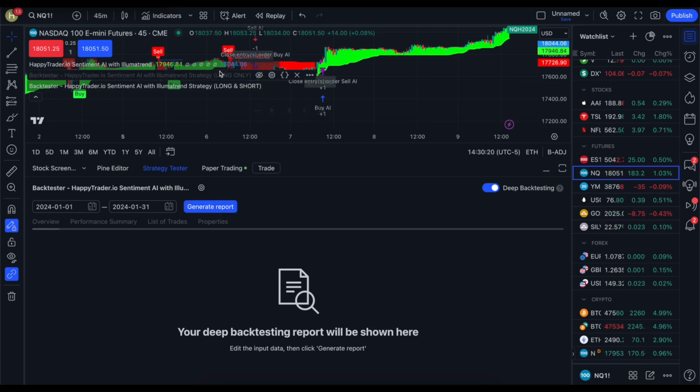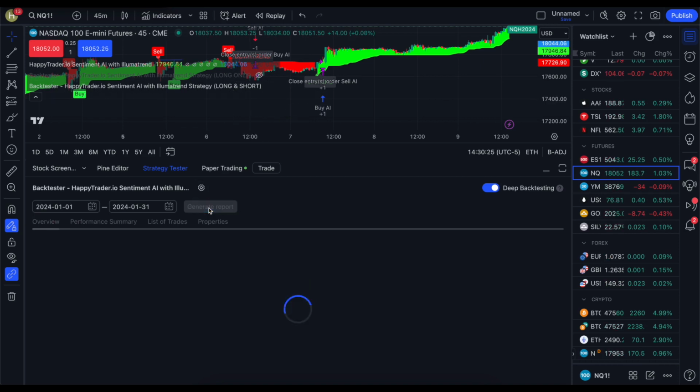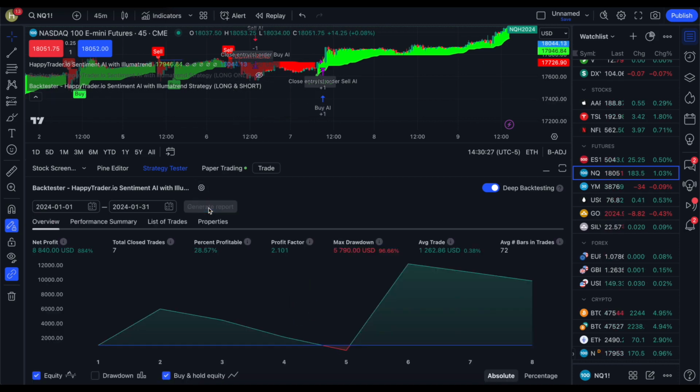So we're going to look at the long and the short. We're short in a bull market here. So we're getting into this right now. We're going to hit generate. And you can see, okay, that's interesting. Interesting stuff. We're going to disable the buy and hold equity because we're not looking at a stock.